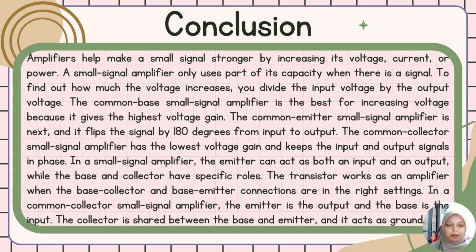In a small signal amplifier, the emitter can act as both an input and an output. While the base and collector have specific roles, the transistor works as an amplifier when the base-collector and base-emitter connections are in the right setting. In a common base small signal amplifier, the emitter is the input and the collector is the output. The base is shared between the input and output, hence it acts as ground.